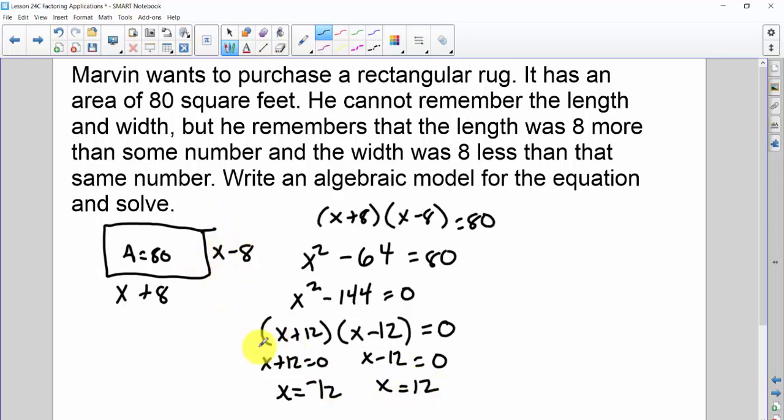Now, it doesn't make any sense to have a value of a length or width being negative, so I can cross that out, which means I have the value of x, and we want to basically figure out the length and the width. So if I have x equal to 12, I have an x minus 8 of 4 and an x plus 8 of 20, and 4 times 20 is equal to 80, so that should do it.